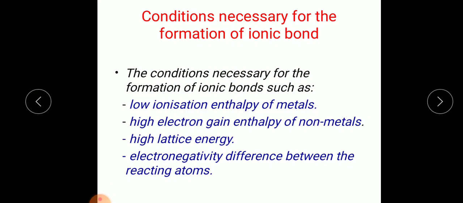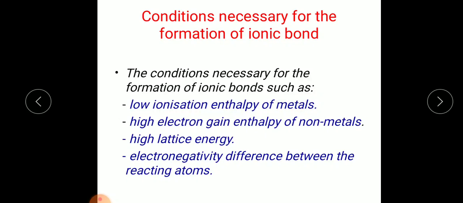So, talking about the necessary conditions for the formation of ionic bond, the first one is that ionic bonds are formed between metals and non-metals. There is a transfer of electron from a metallic element to a non-metallic element. So the metal must have low ionization energy or low ionization enthalpy. Ionization energy means the energy required to remove the electron from the outermost shell. So the metal should have a very low ionization energy so that the electron can be easily removed.